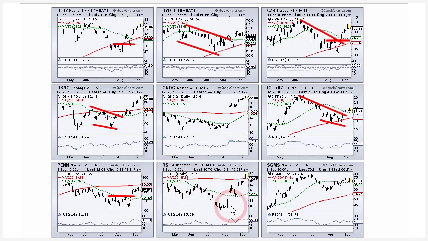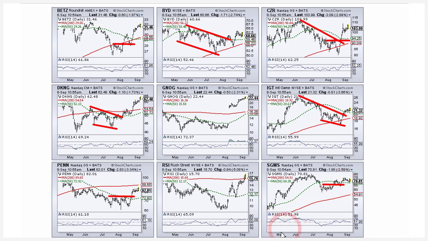Rush Street, RSI, is too volatile for my blood. You know, it goes from 10 to 17, basically a 70% advance, so it needs to settle down. I probably wouldn't be interested in that one. And then Scientific Games had a breakout and a little throwback, and it's got an uptrend working here, but it's not as strong as some of the other breakouts I think that we're seeing.